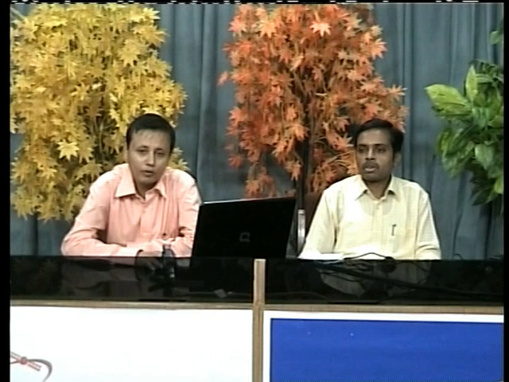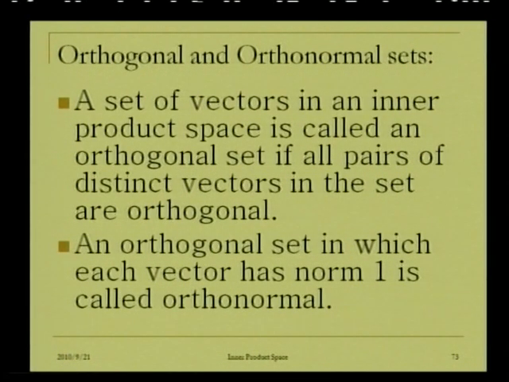So we go for the next topic, orthogonal and orthonormal sets. A set of vectors in an inner product space is called an orthogonal set if all pairs of distinct vectors in this set are orthogonal. Means if we consider a set of vectors, say v1, v2 up to vn, and the inner product of vi and vj is equal to 0 for all i not equal to j, where i and j vary from 1 to n, then this set of vectors is called an orthogonal set of vectors.